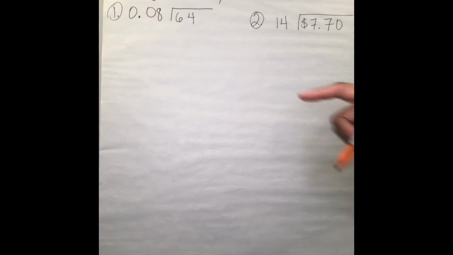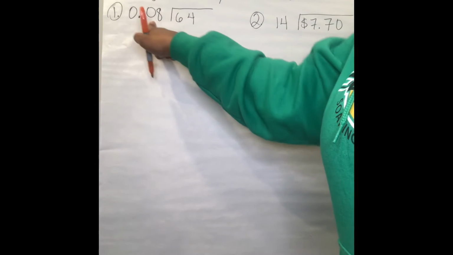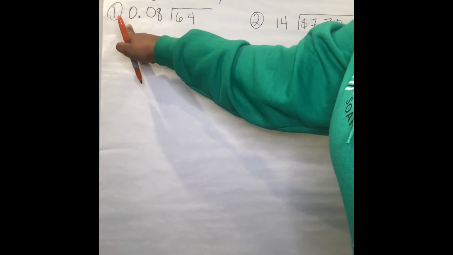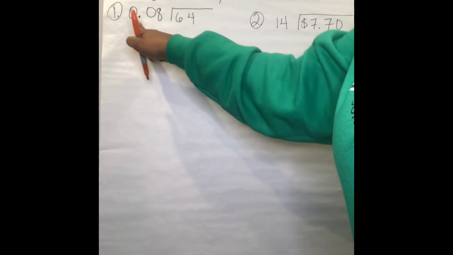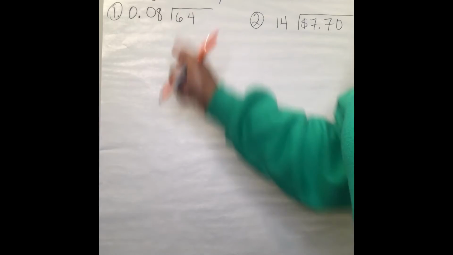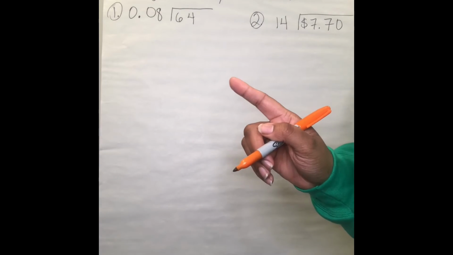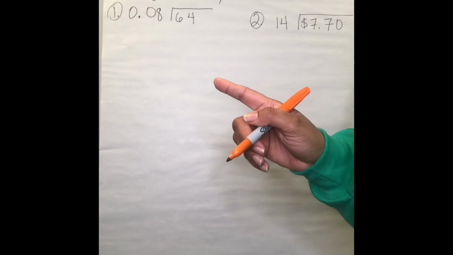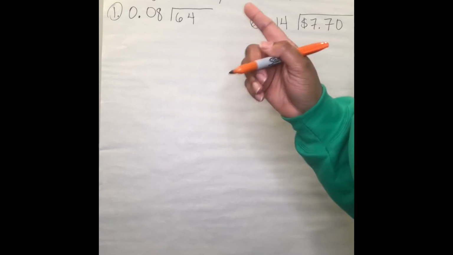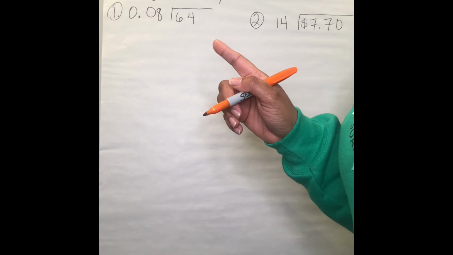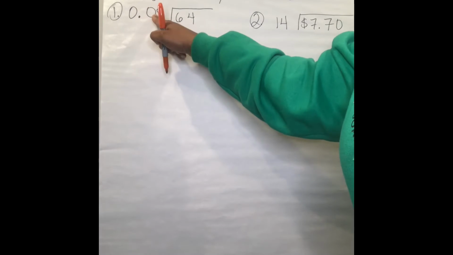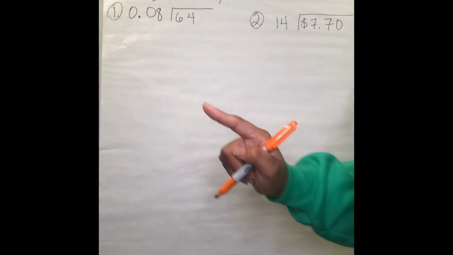First, we're going to ask ourselves, is the divisor a whole number? So 8/100ths or 0.08 is not a whole number. So how do we make it a whole number? We make it a whole number by multiplying it by a power of 10. When we do that, we're going to shift the decimal to the right.